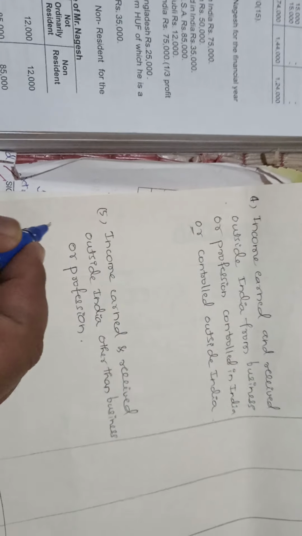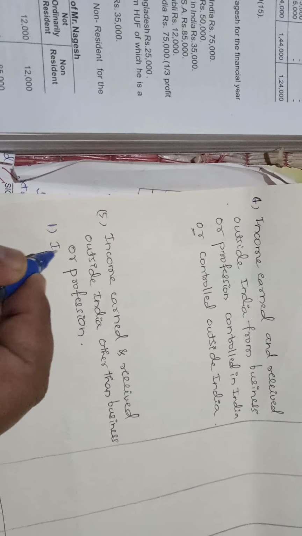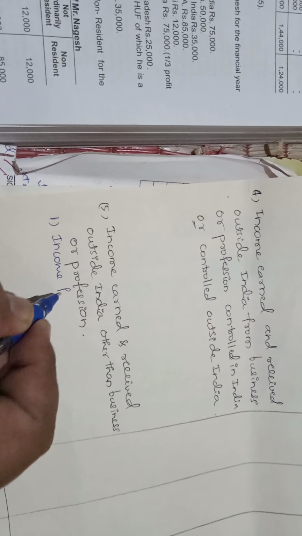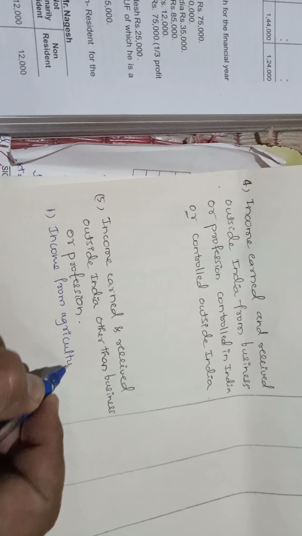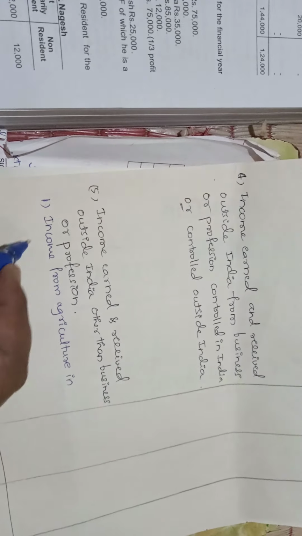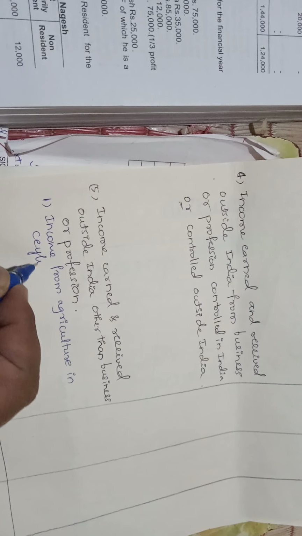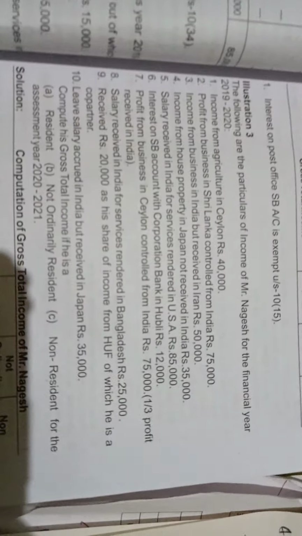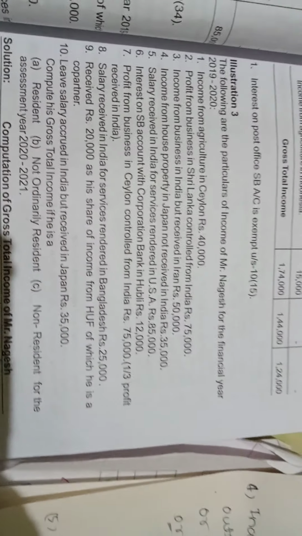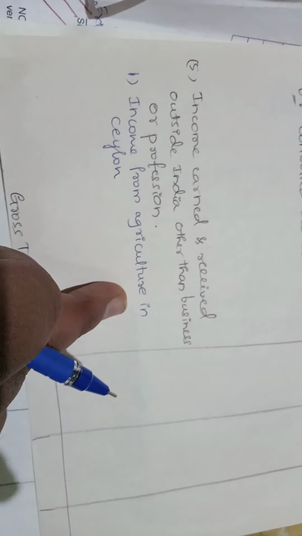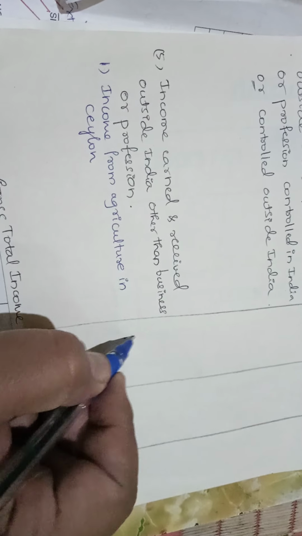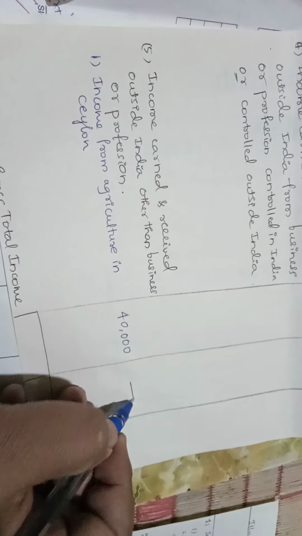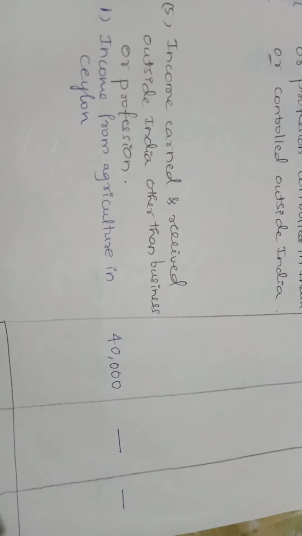That is why here I am going to write the first item as income from agriculture in Ceylon. What is the amount? Amount of rupees 40,000. In case of this head of income, only in respect of ordinarily resident we are going to tax. That is why the remaining 2 columns will be blank only.